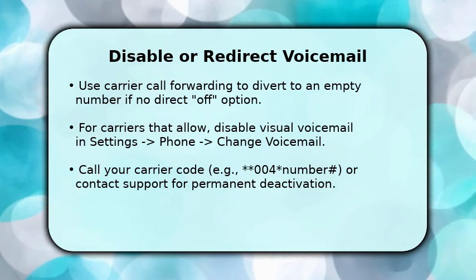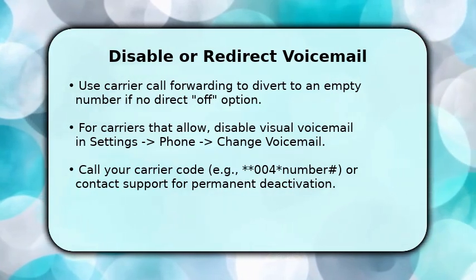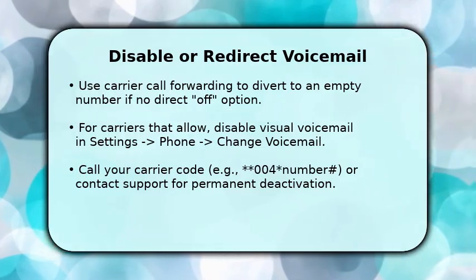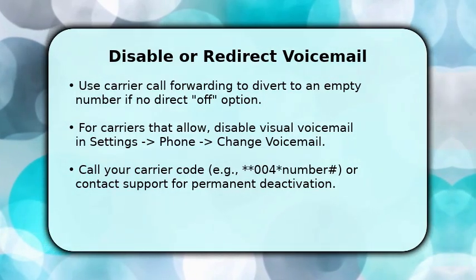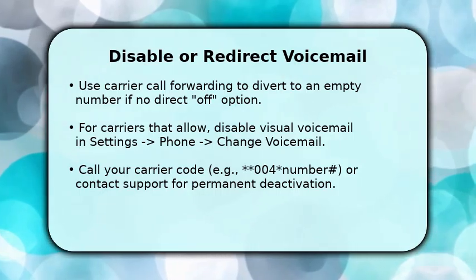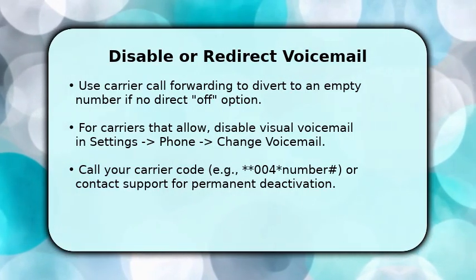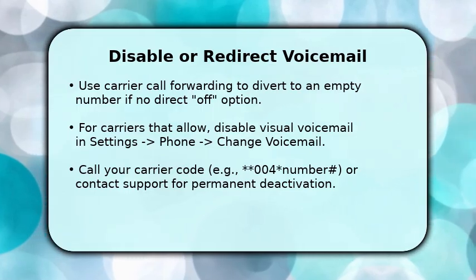Next, because many carriers don't provide a simple off switch in iOS, you either use call forwarding or carrier settings. If visual voicemail lacks an off toggle, open Settings, Phone, and look for voicemail options. Otherwise, set call forwarding to a number that rings out or to your own number with immediate hangup.